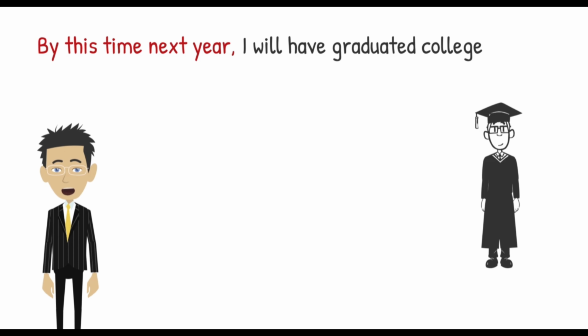In case you didn't watch previous lessons, past participle form can be found in the third column of the table of irregular verbs. Or, if it's a regular verb, we just add the ending ed to it, like in our example here. I will have graduated college.